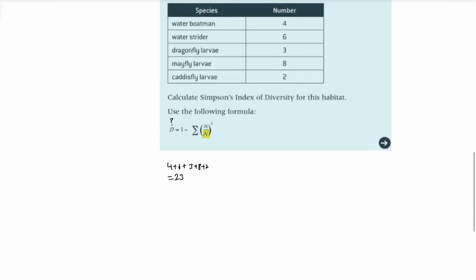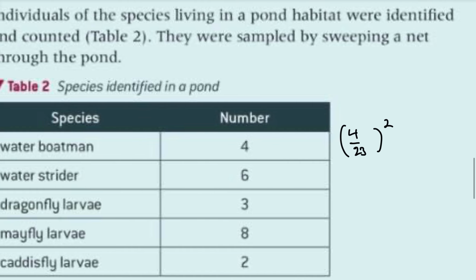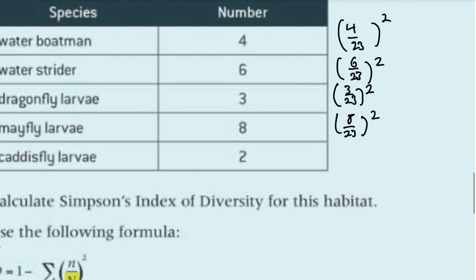Now, here comes the more complex part. Next, for each one of these species, for the water boatman, the water strider, the dragonfly larvae, the mayfly larvae, and the caddisfly larvae, you are going to do the lowercase n over capital N, squared. So for the water boatman, you do 4 over 23 all squared. For the water strider, you do 6 over 23 all squared. For the dragonfly larvae, you do 3 over 23 all squared. For the mayfly larvae, you would do 8 over 23 all squared. And for the caddisfly larvae, you would do 2 over 23 all squared.